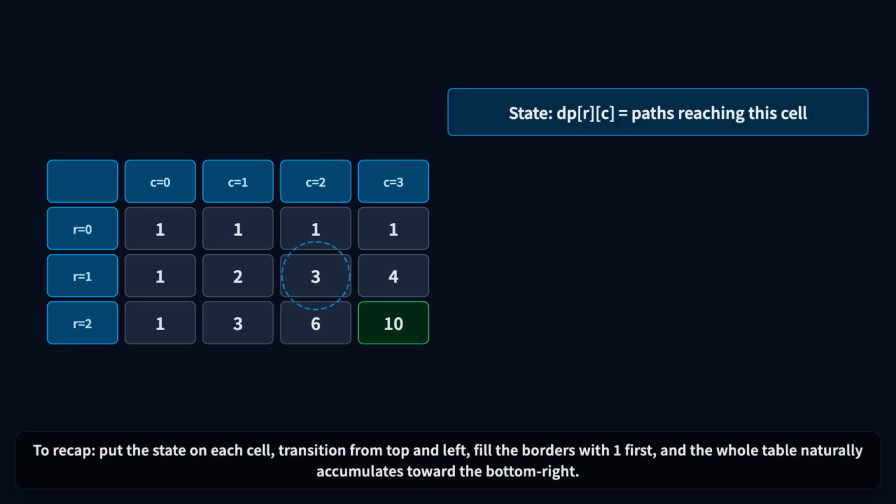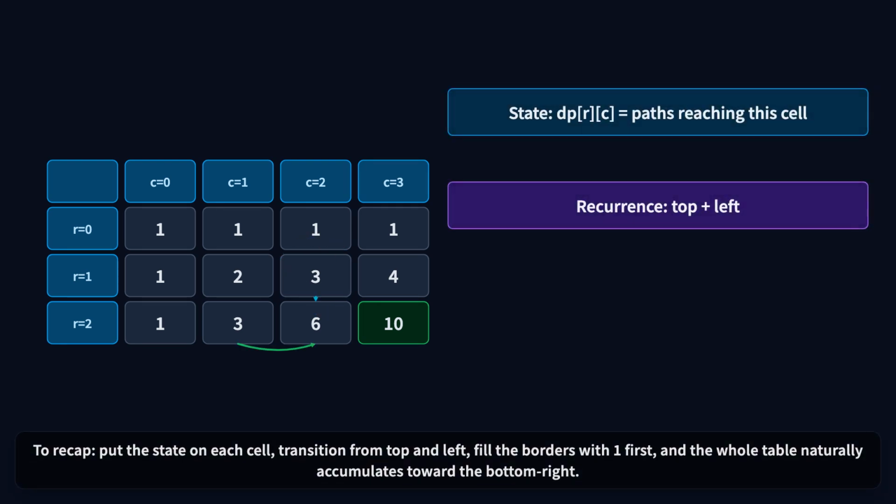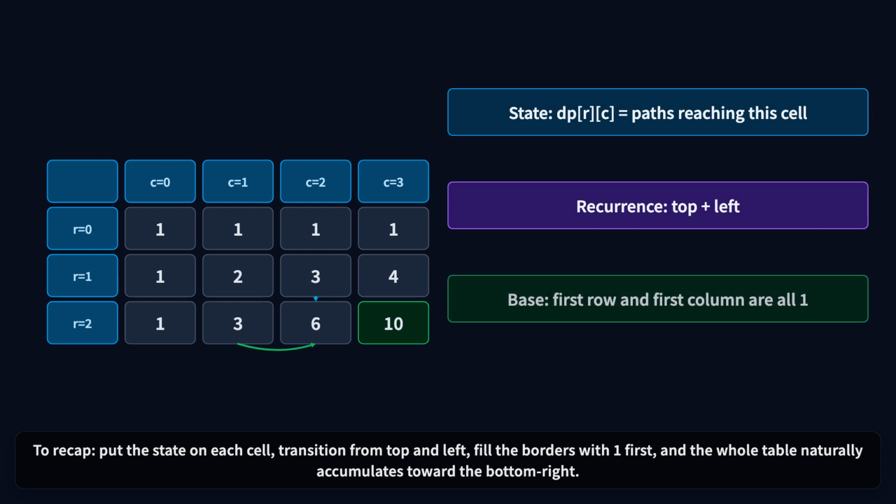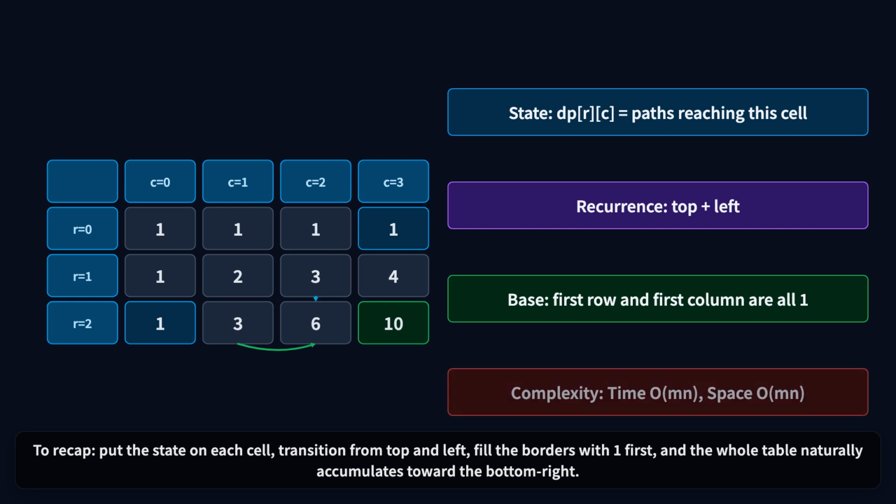To recap, put the state on each cell, transition from top and left, fill the borders with 1 first, and the whole table naturally accumulates toward the bottom right.